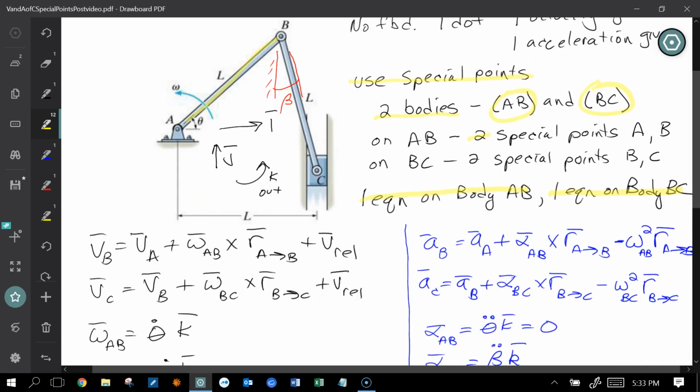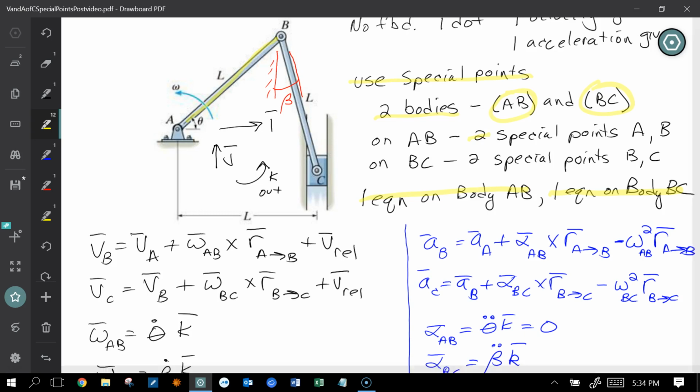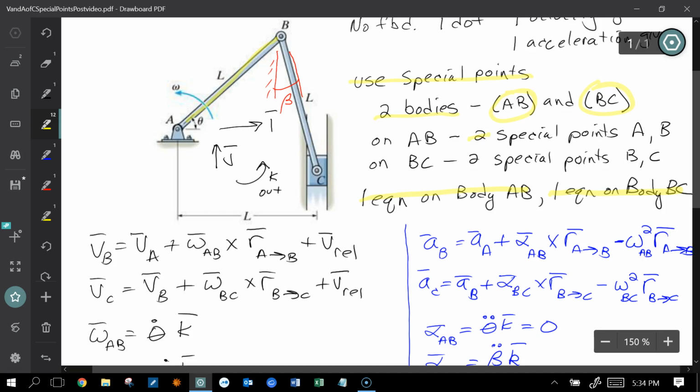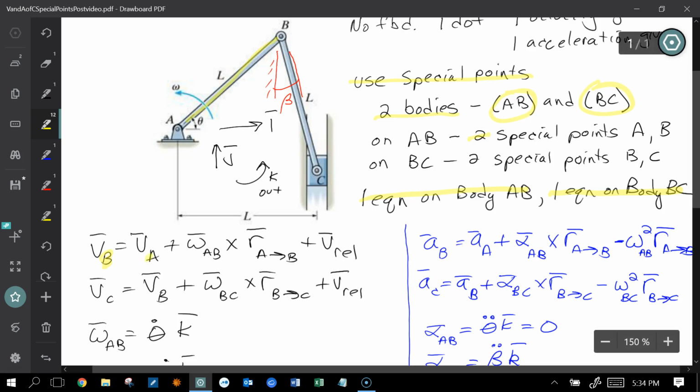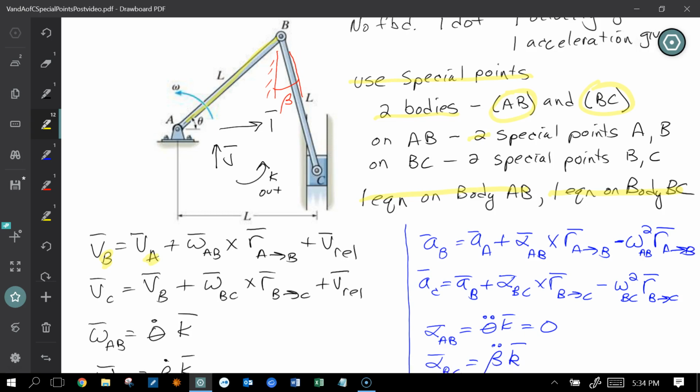Okay, so let's do it. To write a special point equation between A and B on body AB, you pick 1 point, either A or B. Well, I'm going to choose B. So I start the equation off with the velocity of B equals, and these equations are exactly the same for all bodies, all points, etc. So the velocity of B equals the velocity of the other point, which in this case is point A. Once you choose B on the left, you have no choice but to put A here, if you're going between A and B, right?